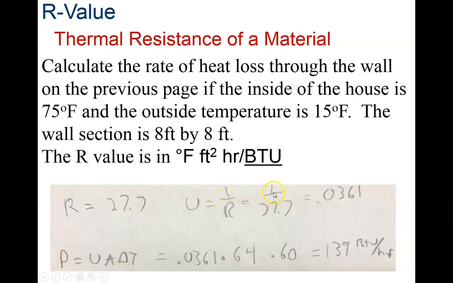To use this equation, P equals U A delta T, I need to convert the R value into U value by taking the inverse of it. So it's 1 over the R value. Again, a good insulator is a poor conductor, and we want a poor conductor, a good insulator. So my U value is 0.0361, pretty small number.